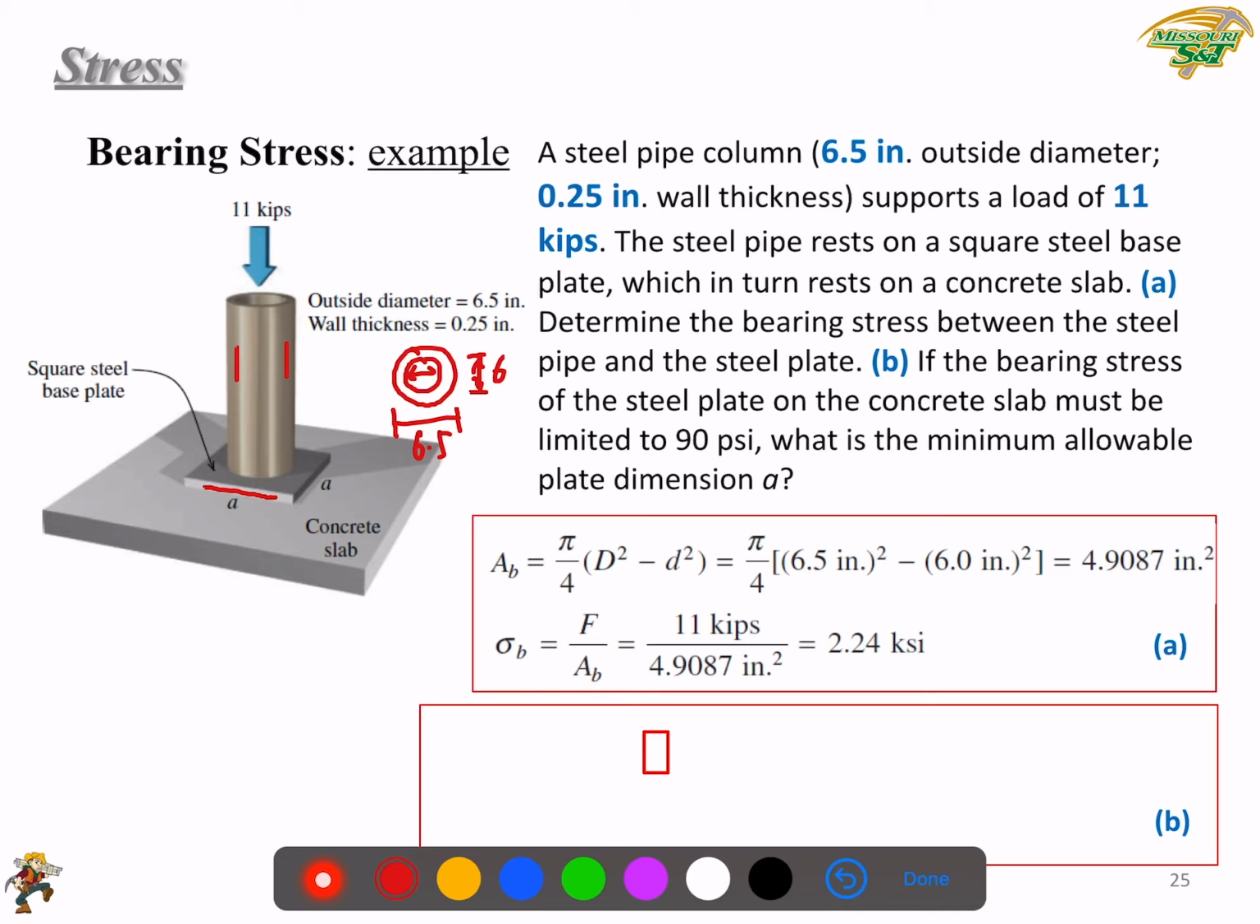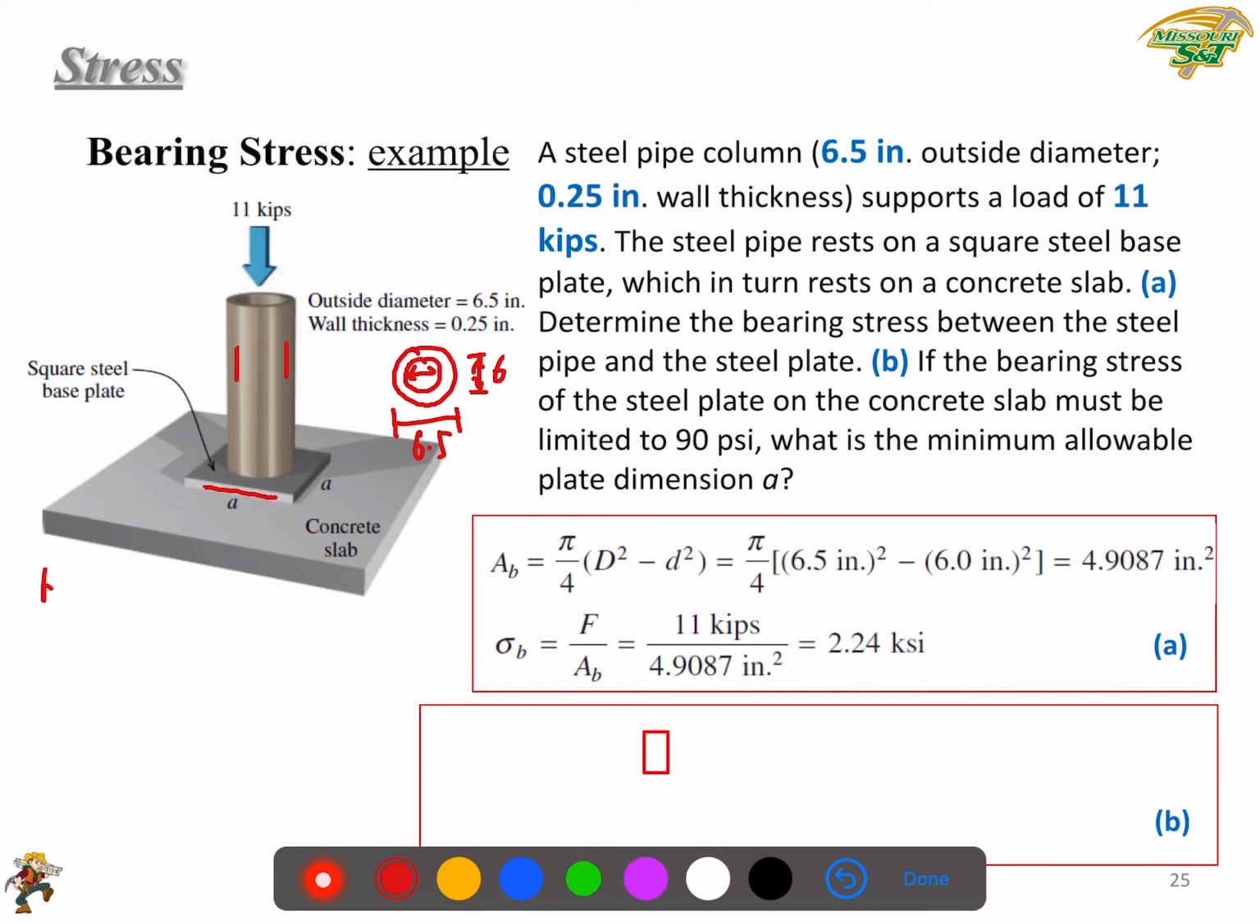Now let's look at step B. In step B, if the bearing stress of the steel plate on the concrete slab must be limited to 90 psi, what is the minimum allowable plate dimension A, the minimum allowable side length of this steel plate? So this is the inverse calculation. So first of all, you can list this equation here. Let's find the contact surface first between the steel plate and the concrete slab. So what is that?